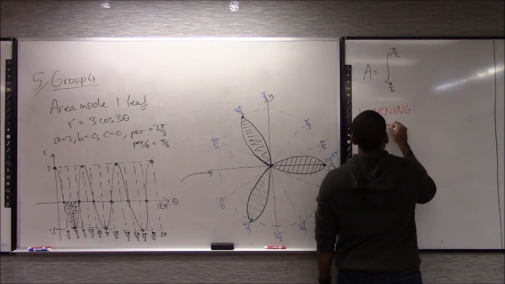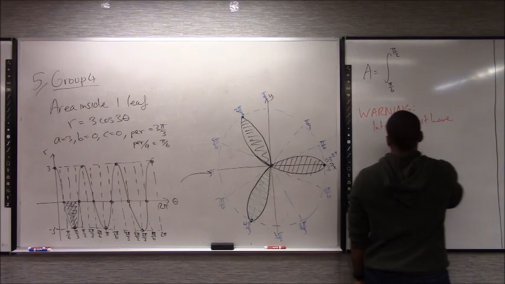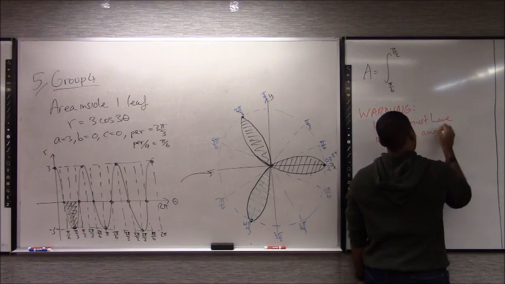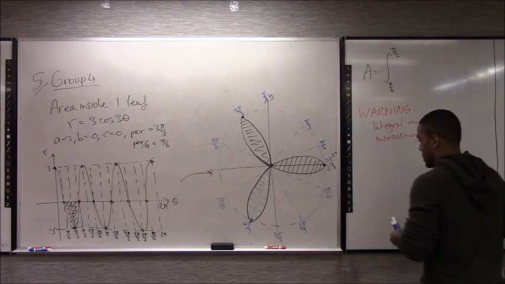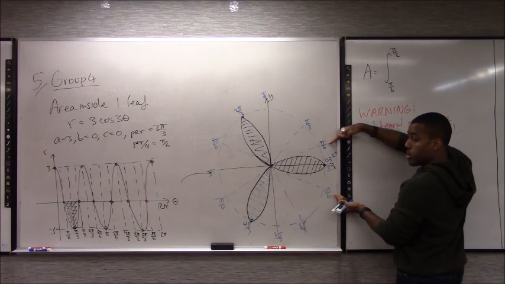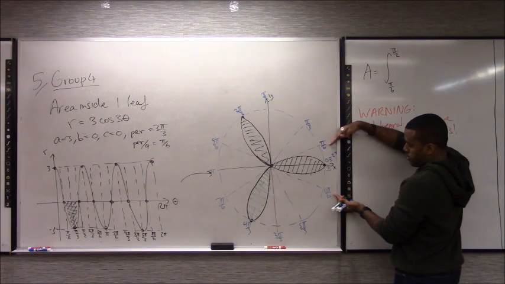Integral must have increasing angles here. So, for example, if you wanted to do this leaf, integrating from 11 pi over 6 to pi over 6 would not be what you want to do, because that will actually go from a larger angle to a smaller angle.